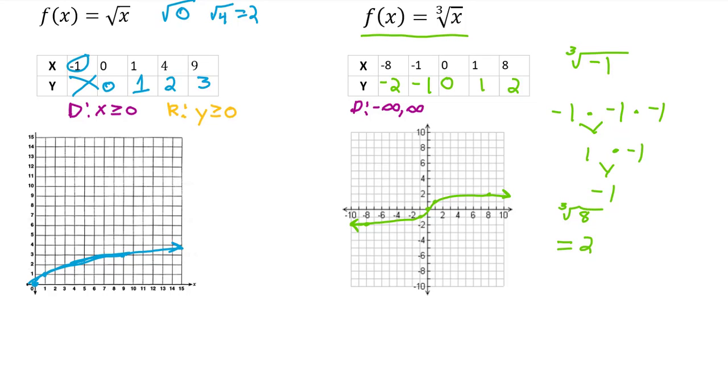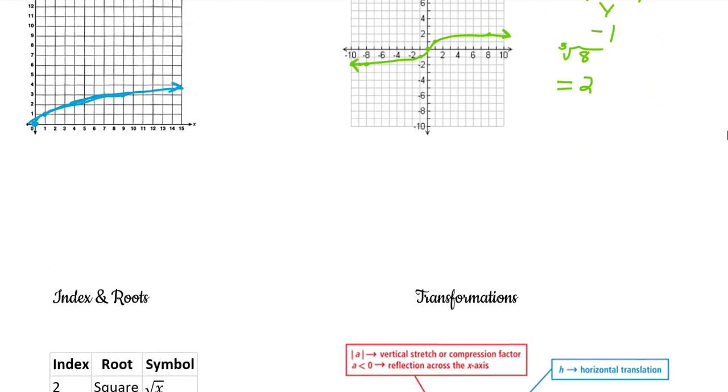Well, it looks like our y values are increasing and decreasing, so our range here would be the same as well: negative infinity to positive infinity. So the biggest distinction to look at is that an even root is going to have some type of restriction, and the odd root is going to be unlimited.